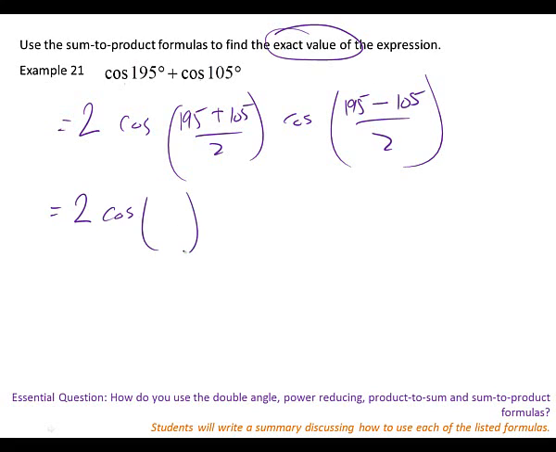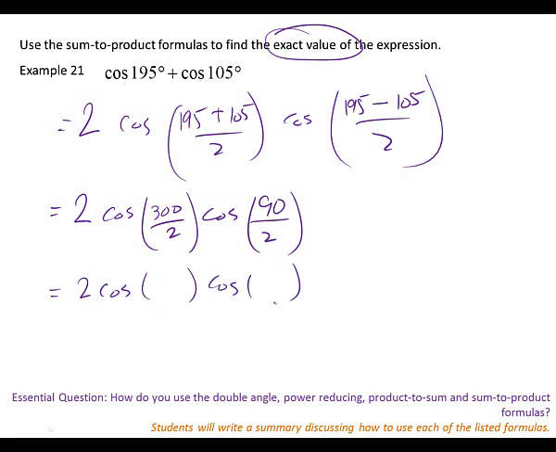Okay, what's 195 plus 105? 300 over 2. And then what is 195 minus 105? 90. All right, let's do one more reducing step here and see if this looks a little bit better. What's 300 divided by 2?